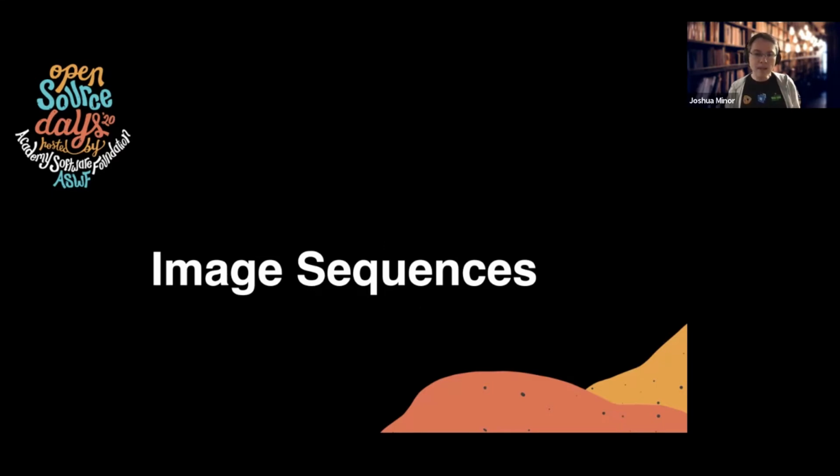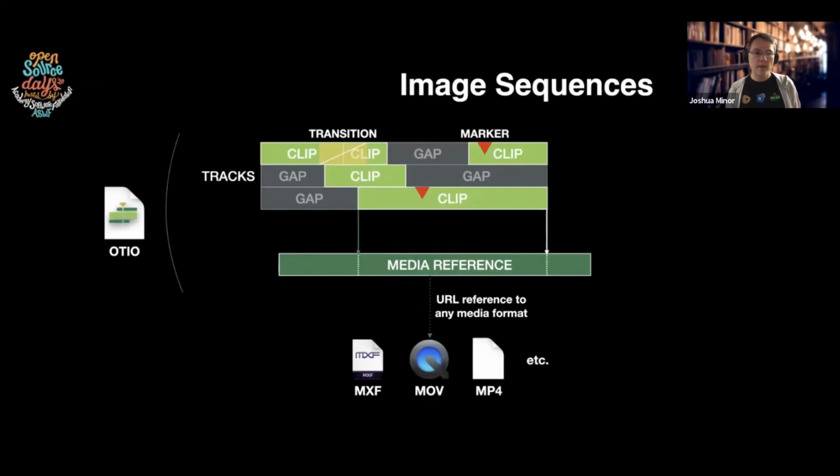Next, another new feature that we've added in the last year is support for image sequences. So if we go back to this diagram for a minute, we can see that this clip on the bottom track there has a media reference, which points to the actual media on disk via a URL.